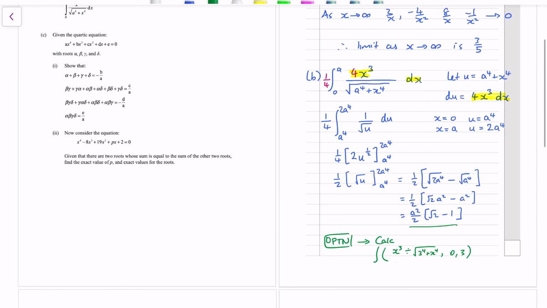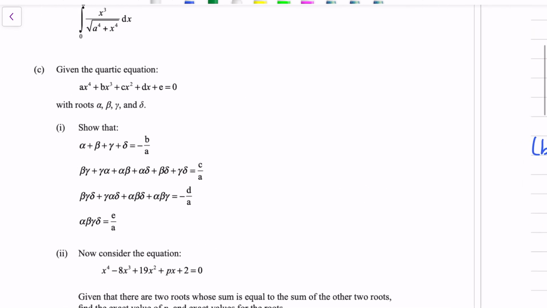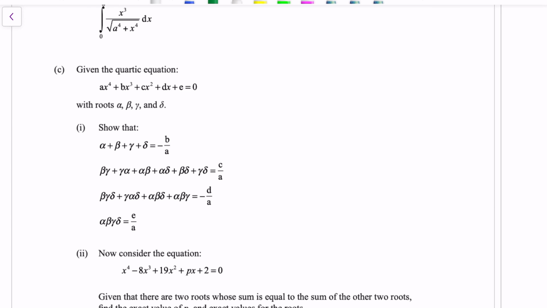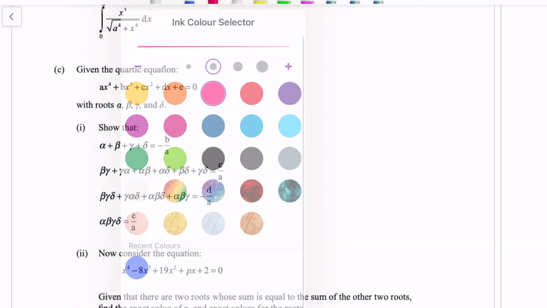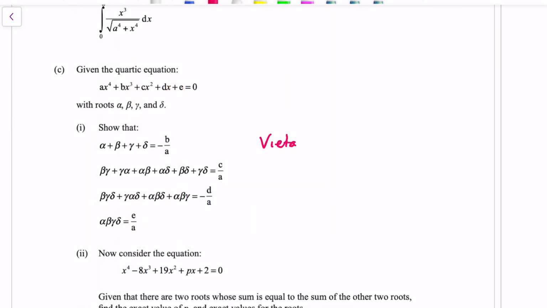Okay, part C. All of these formulas here, I believe off the top of my head they're called Vieta's formulas. Vieta's formulae or equations. This one here is the sum of the roots. This one here is the product of the roots. Then I'd call these ones paired products and triple products.